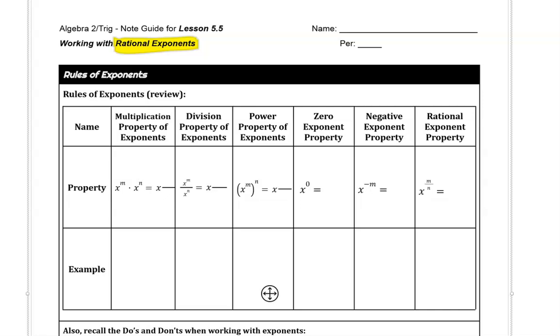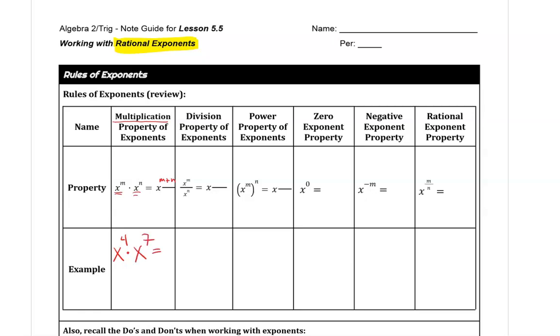The first one is the multiplication property, which is when you're multiplying same bases. You'll notice here I have an x to a power times another x to a power. When that's the case, we just add the powers. The property says to do x raised to the power of m plus n. An example would be x to the 4th times x to the 7th. According to this property, that would mean I have x to the power of 11. I would add the powers.